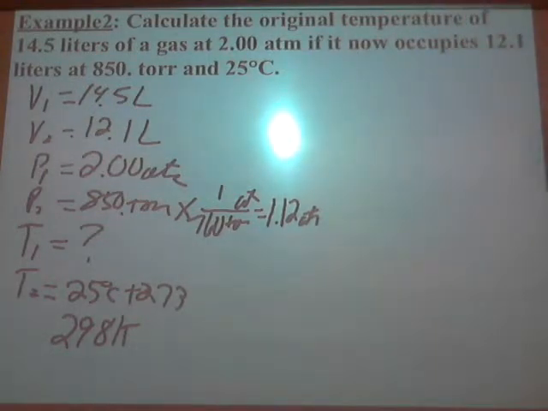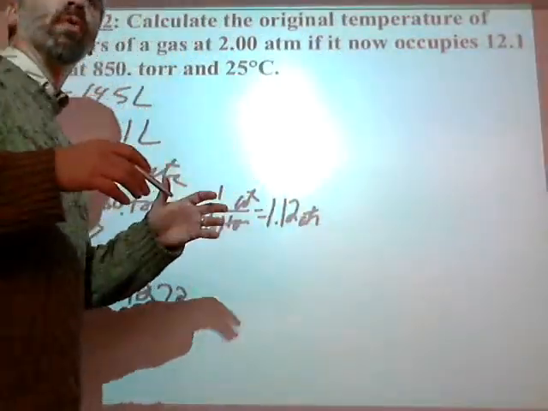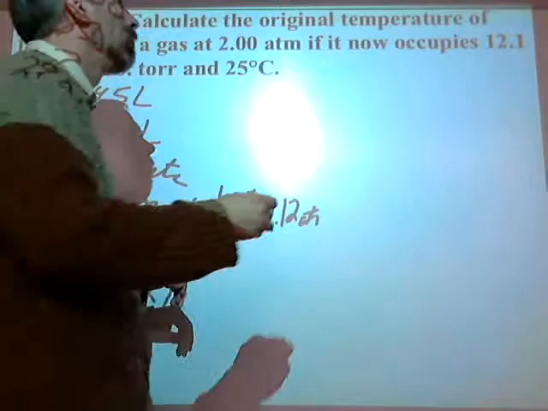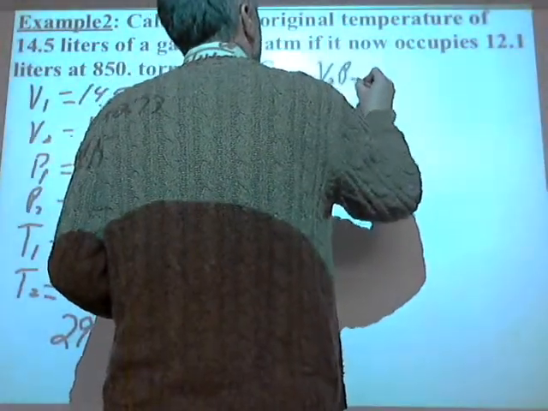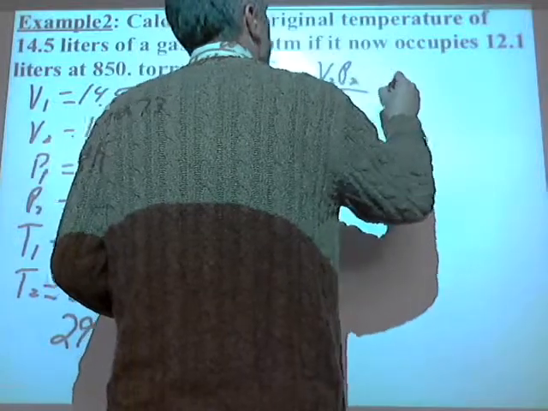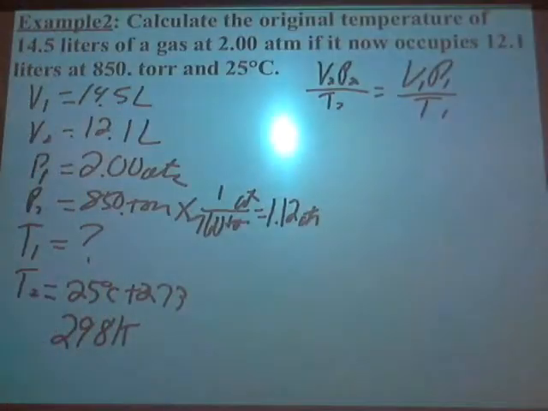All right. Now I write my equation out, and here's where my only real change in this one versus the previous problem, which had a little bit different conversions, comes in. V2 P2 over T2 equals V1 P1 over T1. Now here's my problem here.